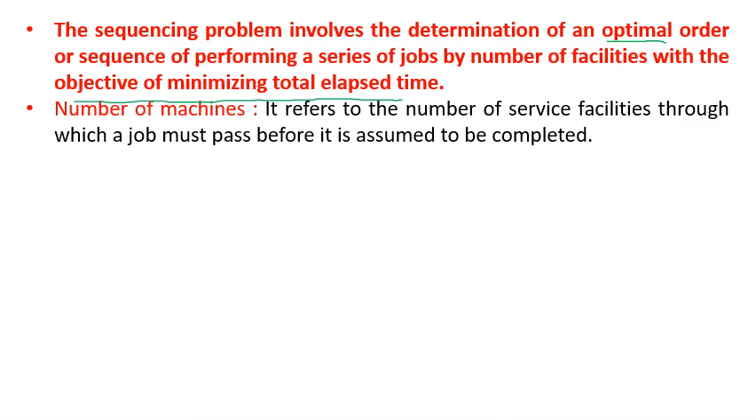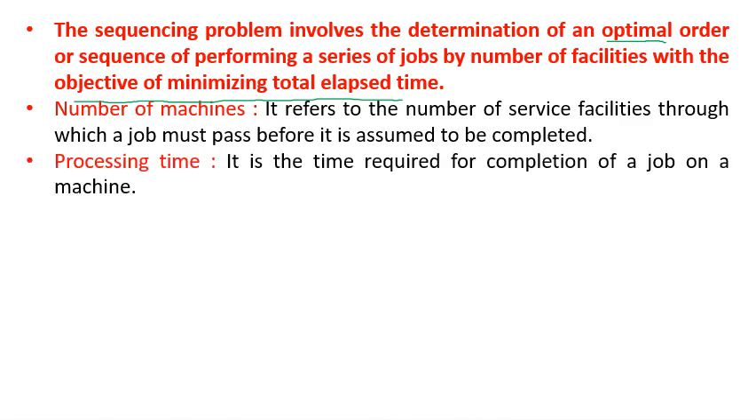Next, number of machines. It refers to the number of service facilities through which a job must pass before it is assumed to be completed. So we have now seen what sequencing is. Sequencing is the determination of an optimal order or a sequence of performing a series of jobs by a number of facilities with the objective of minimizing total elapsed time. Now, what is the number of machines? When I say number of machines, it refers to the number of work centers or machines or facilities which are available to process these jobs. So, it refers to the number of service facilities through which a job must pass before it is assumed to be completed.